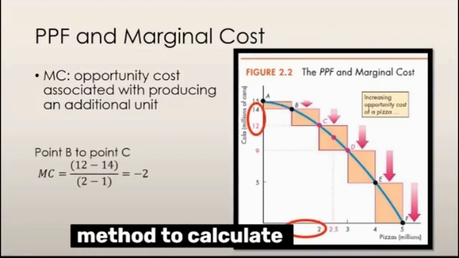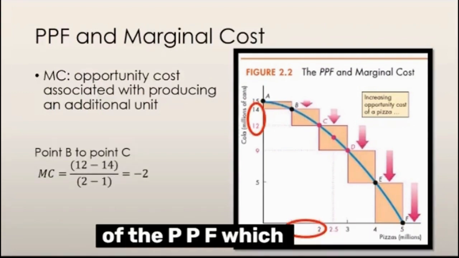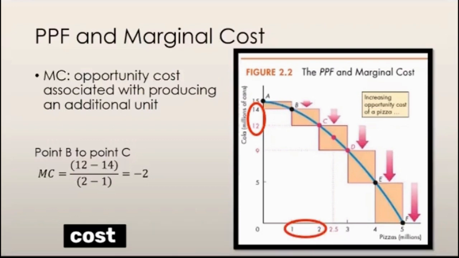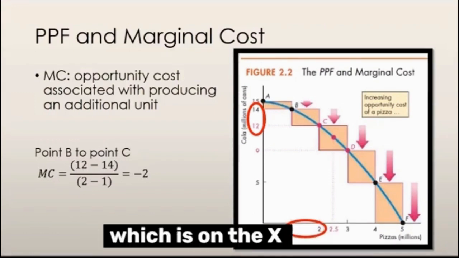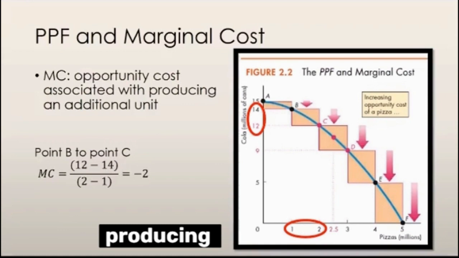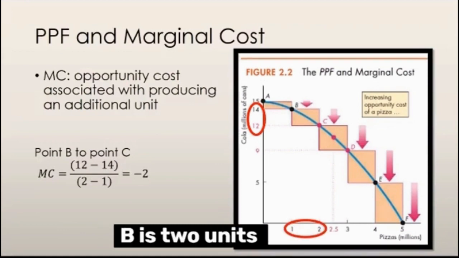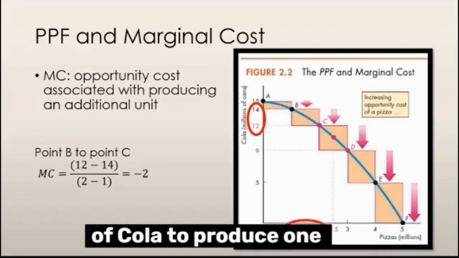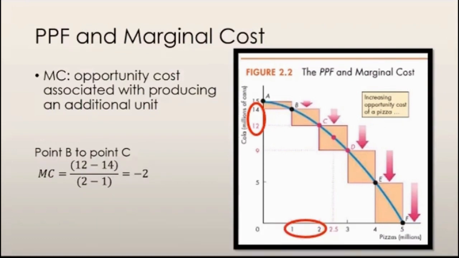We use the rise over run method to calculate the slope of the PPF, which in turn gives us the opportunity cost of producing an additional unit of pizza. The change in cola, which is on the y-axis, is -2, and the change in pizza, which is on the x-axis, is 1. -2 divided by 1 is equal to -2. Thus, the marginal cost of producing pizza at point B is 2 units of cola. We are giving up 2 units of cola to produce 1 unit of pizza.